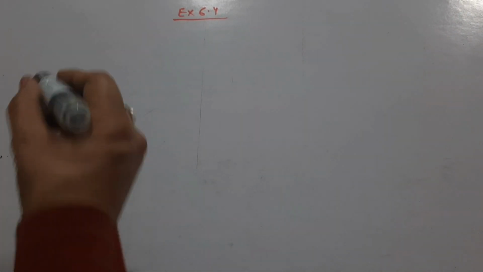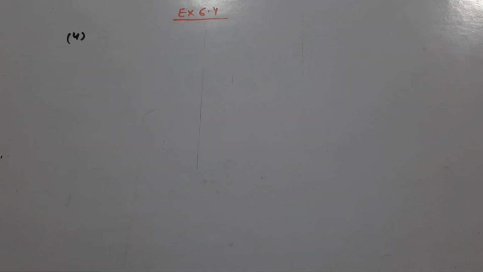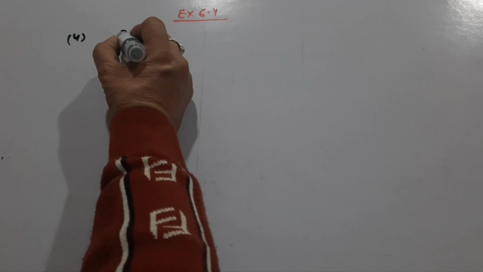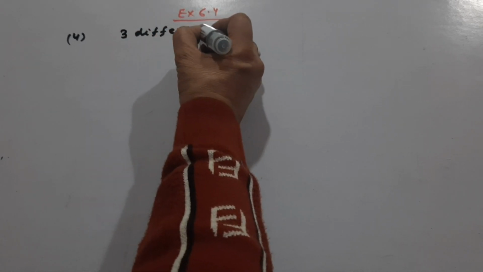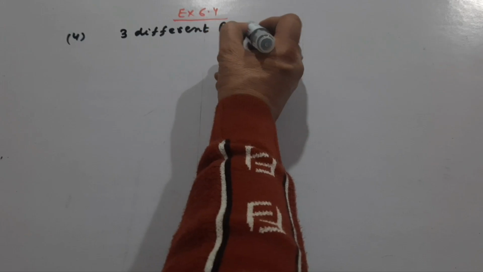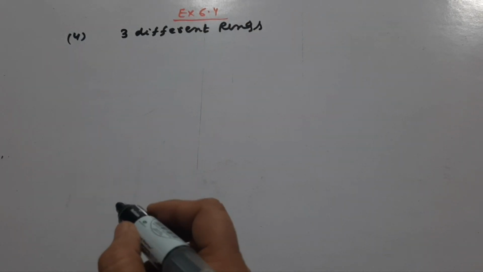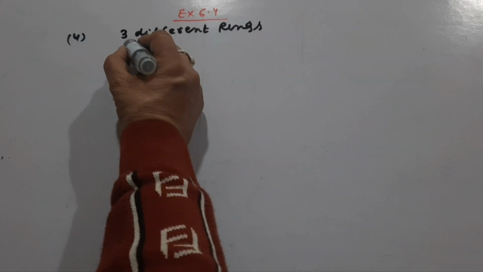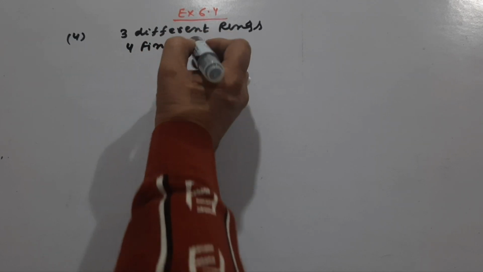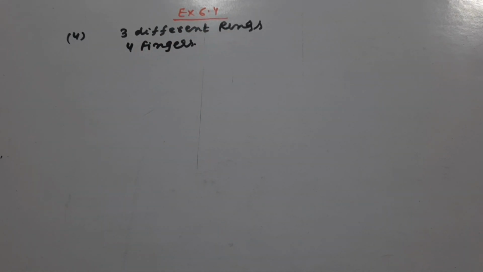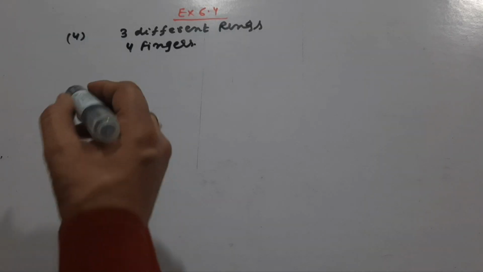Now, number fourth question, students. The fourth question is, there are 3 different rings to be worn in 4 fingers. To be worn in 4 fingers. So with at most 1 in each finger, in how many ways this can be done?